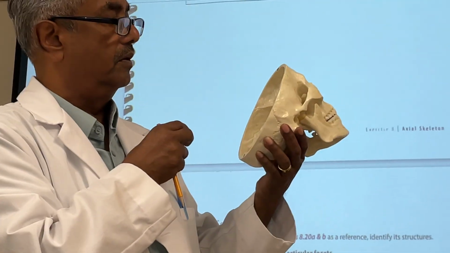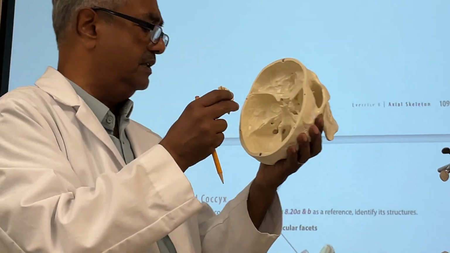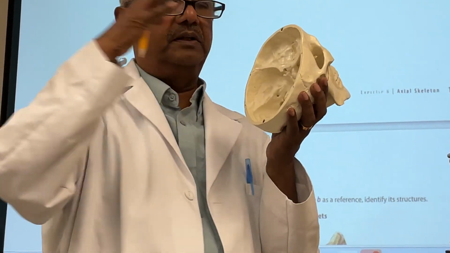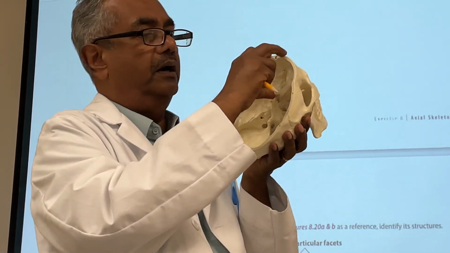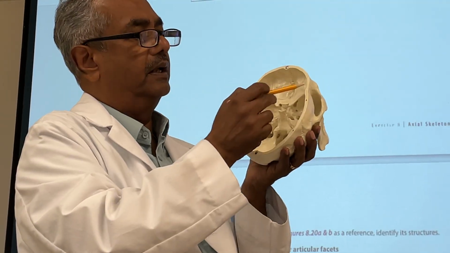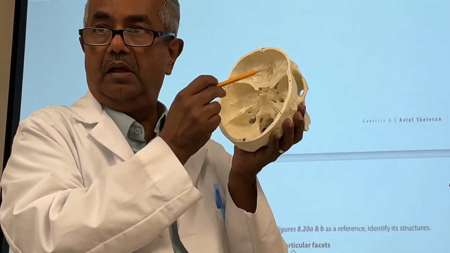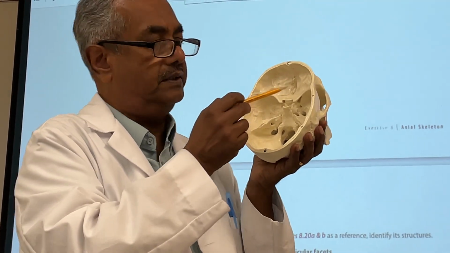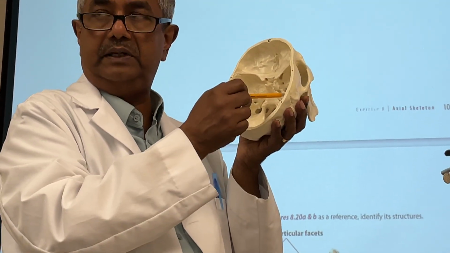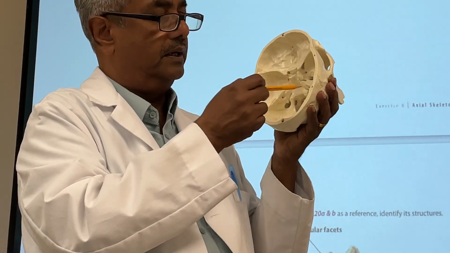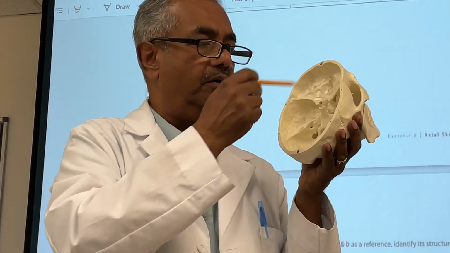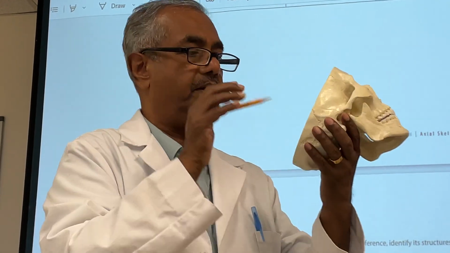So this is the cranial base. This is where the brain is sitting. Over here in the anterior cranial fossa, which is this part here, is where the frontal lobe of the brain sits. This part here is where the temporal lobe of the brain sits, and this part here is where the cerebellum sits. Those are all future things, but I'm just preparing you for that.